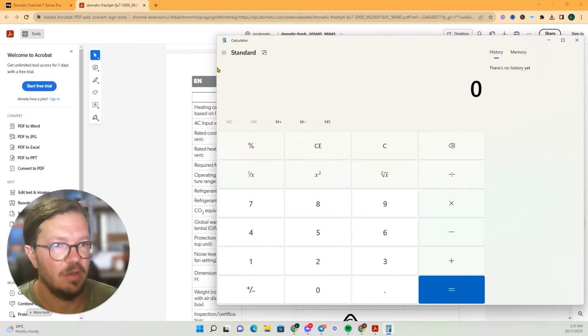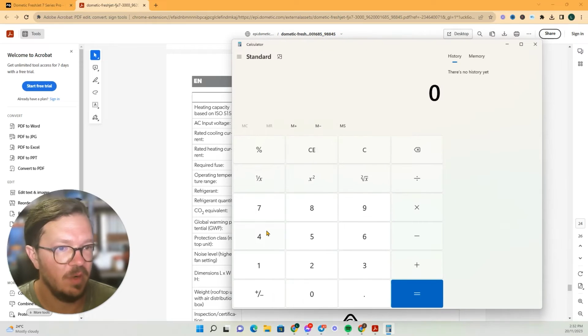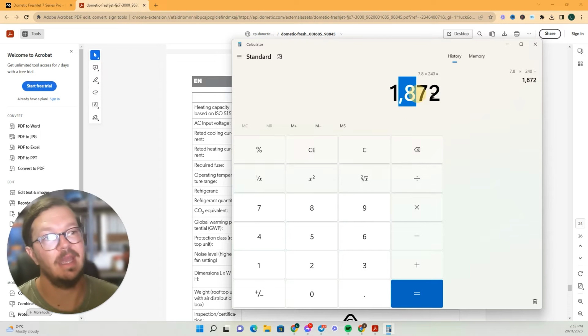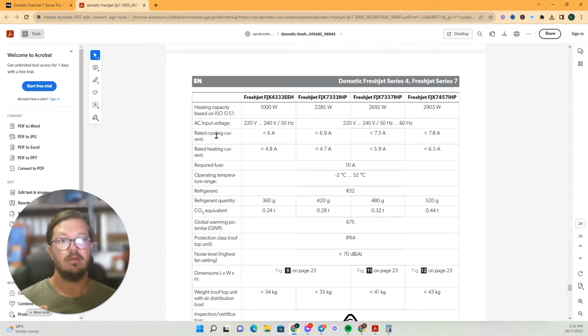Made it. So, what was that number? It was 7.8. So, 7.8 amps times 240 volts equals 1872. That's how many watts that air conditioner will pull at its flat out rated cooling current.